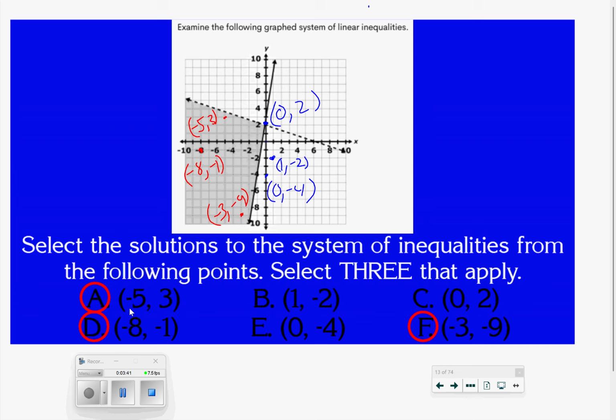Okay, so here are the answers. -5, 3; -8, -1; and -9, -3. All of those are in the gray area. All the rest of them are outside the gray area. This one right here is on the line, but it's also on the dash line. So if it's on the dash line, you can't count it as part of the solution.